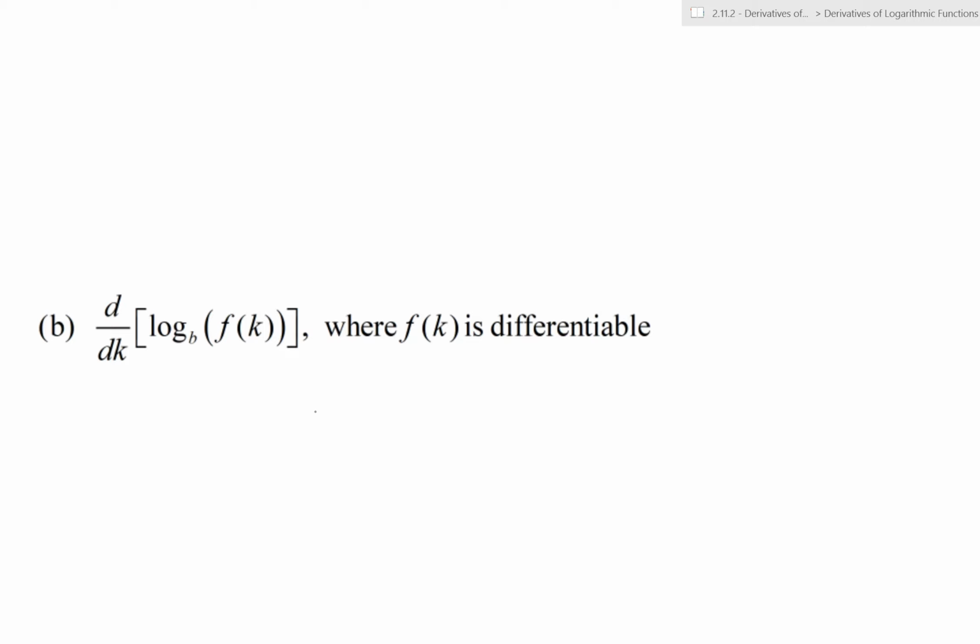Well, this is a chain rule, right? I have to differentiate my inner function f of k with respect to k. That gives me f prime of k, or df dk, times the derivative of the outer function, which is the logarithm of base b. So we're going to have 1 over natural log of base b here. And then the input is f of k.